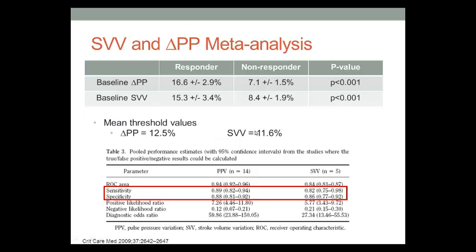So if you have somebody who's perfect for this and their stroke volume variability is 16%, meaning there's a huge amount of variability from inhalation to exhalation, then they are volume depleted and they will respond to fluids with a very good sensitivity and specificity.